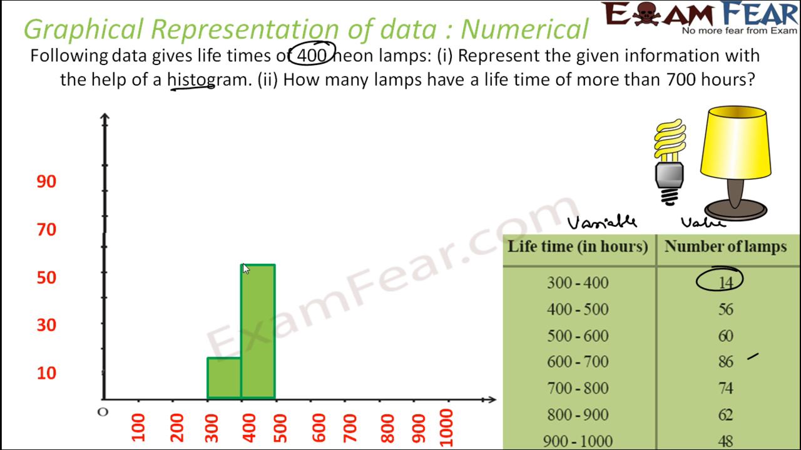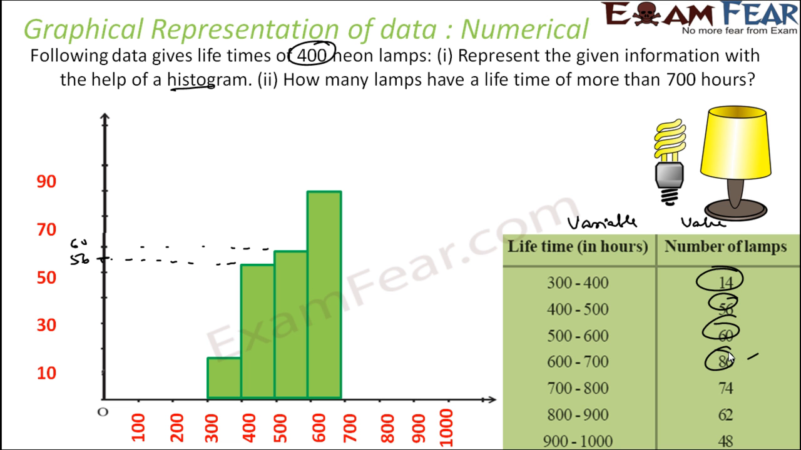So let's draw a bar of length 56, somewhere here. And length 60 for 500 to 600. Then length of 86 for 600 to 700, almost 86 somewhere here. And then 74 for 700 to 800, then 62 length for 800 to 900, and then 48 length for 900 to 1000, and this is the histogram we have.